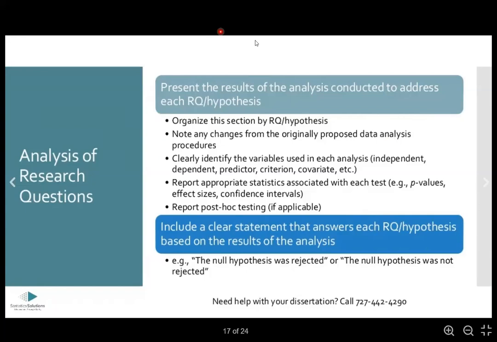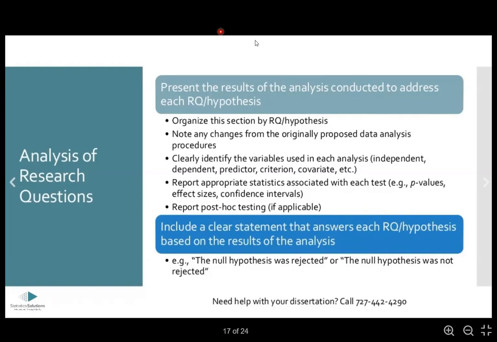So if in chapter 3, you said you were going to do a t-test, and then when it came time to analyze your data, you tested your assumptions and you were not able to do a t-test because your data didn't meet those assumptions. Here, you'll kind of now give an update on what you did given that assumptions testing or given any deviations to that plan.